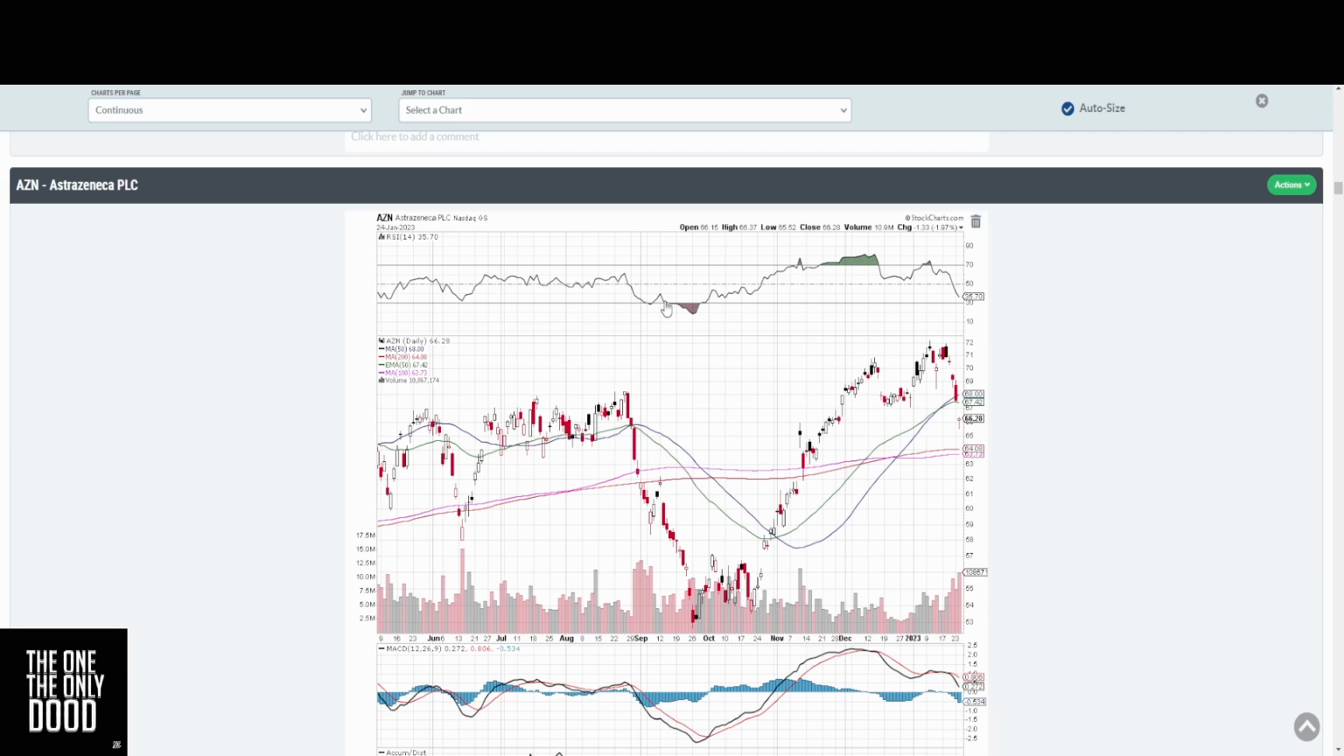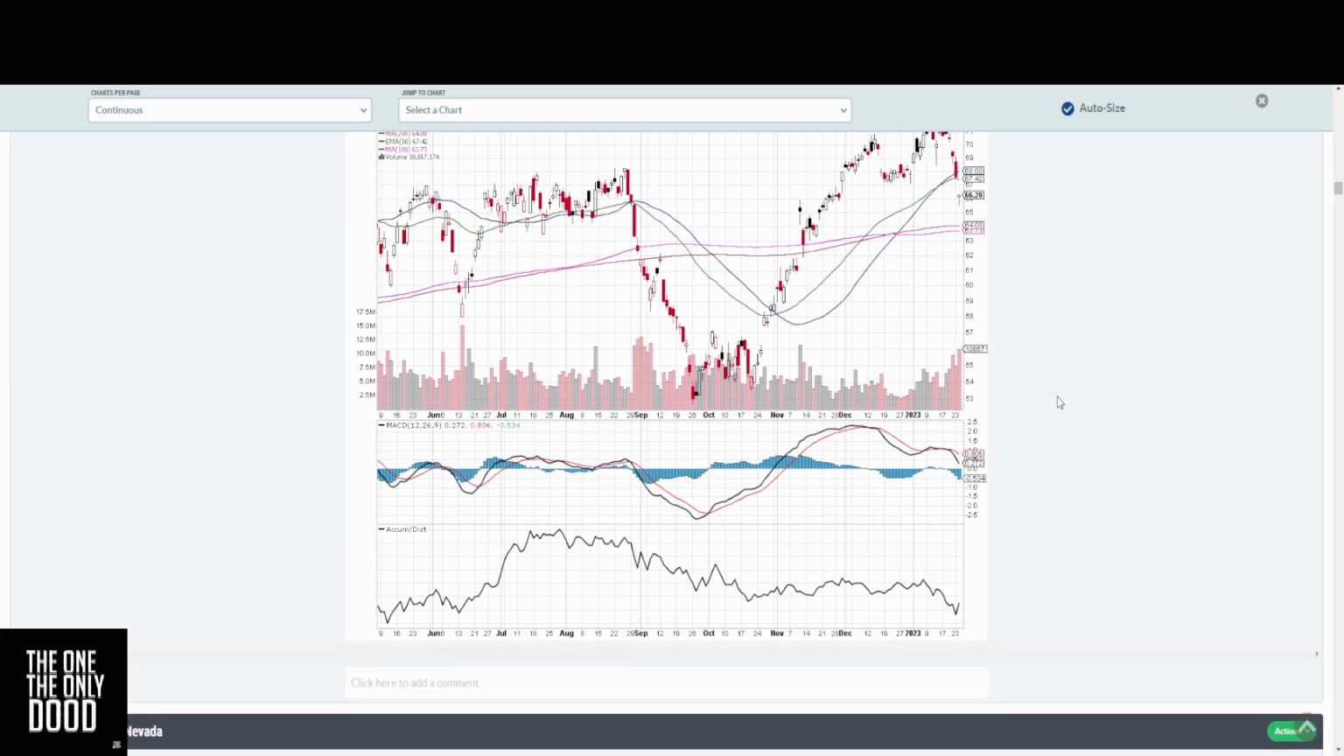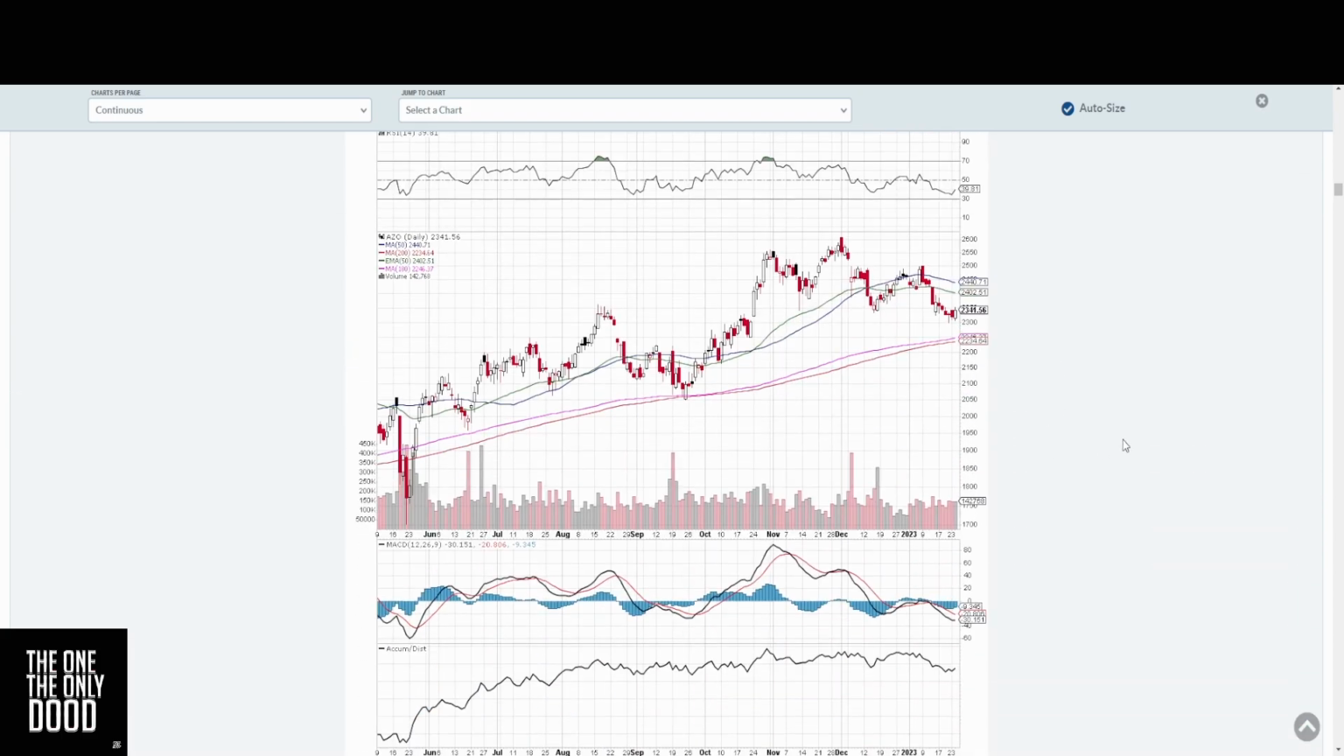AZN, I would consider AZN bullish. But there's not many factors supporting my judgment here, so I'm not going to go over it. This obviously looks bullish, but it already pumped.